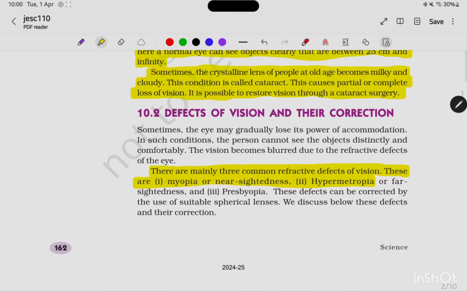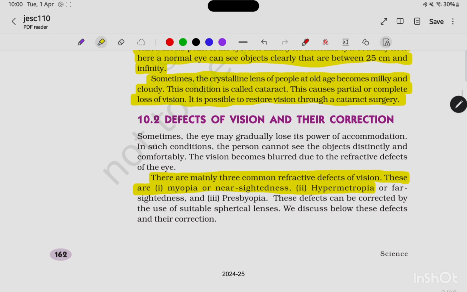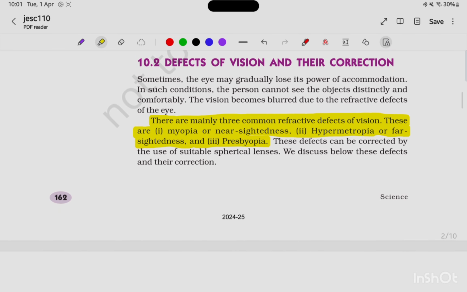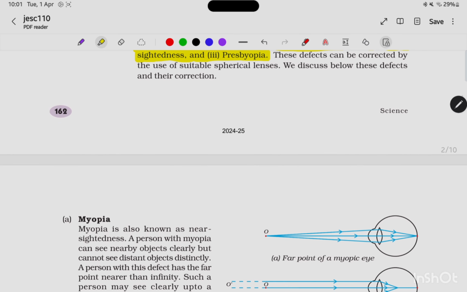The best thing that you could do is, if the question is asked, you can also add cataract into it. These defects can be corrected by using a suitable spherical lens. We discuss below these defects and their corrections.